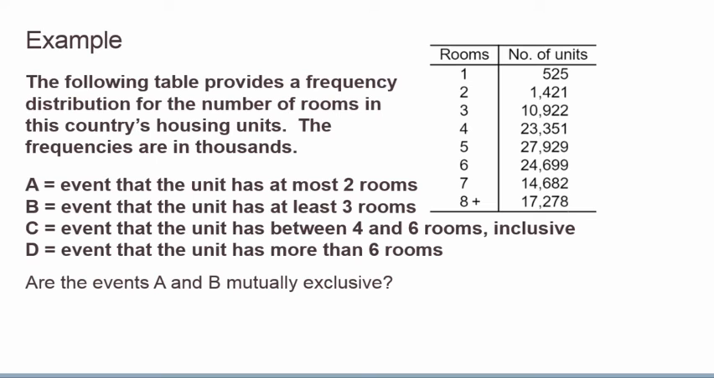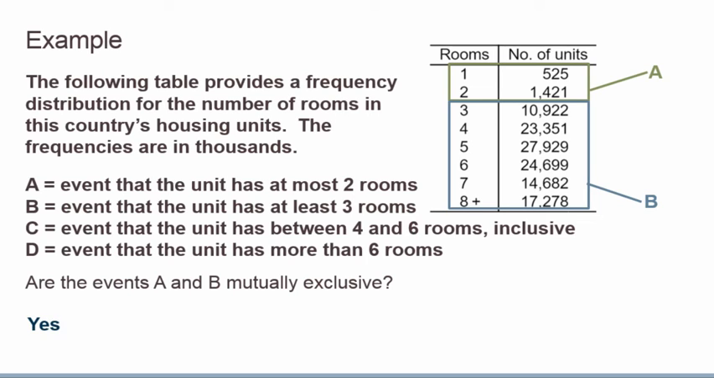Our question is, are the events A and B mutually exclusive? First, we need to see if events A and B have anything in common. Event A consists of 1 and 2 rooms. Event B consists of 3, 4, 5, 6, 7, 8+ rooms. Since they share nothing in common, yes, events A and B are mutually exclusive.